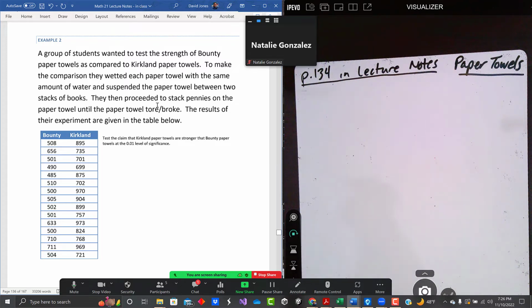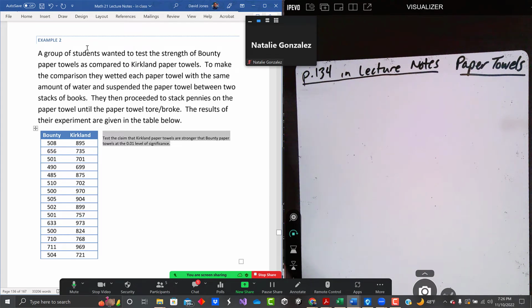To make the comparison, they got each paper towel wet with the same amount of water. They measured it. They suspended the paper towel between two stacks of books so that it was rigid, and they stacked pennies on it until the paper towel broke. The results of their experiments are given in the table below. And I'm going to enlarge this font also.